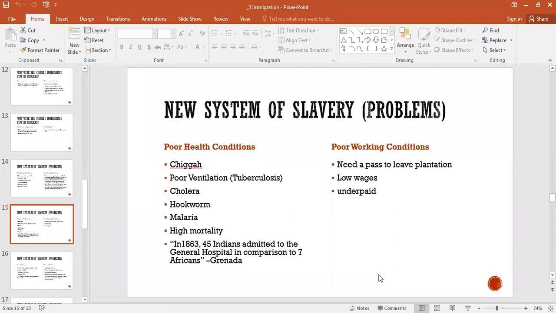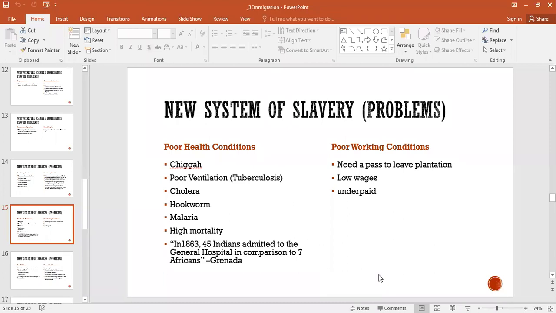Another problem was poor health conditions. Poor ventilation, because the houses were small, meant you're going to have a lot of tuberculosis, which is a disease that affects the lungs. You have cholera, hookworm, and malaria, which is a mosquito-borne disease, and high mortality. So a lot of immigrants are going to die.